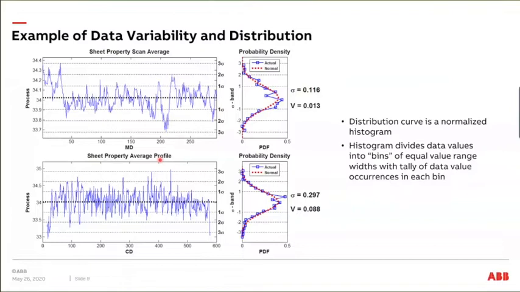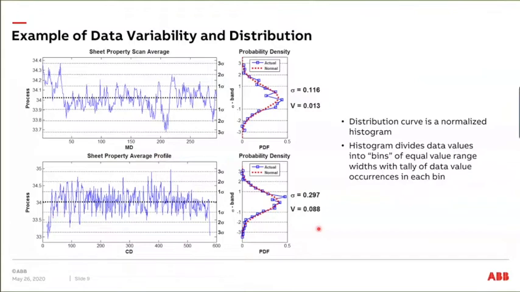But thinking of an average profile of a whole reel of paper, we're going to look at the statistics and do the same histogram, but now this is the CD component that we're looking at. So we're looking at the CD sigma and the CD variance.